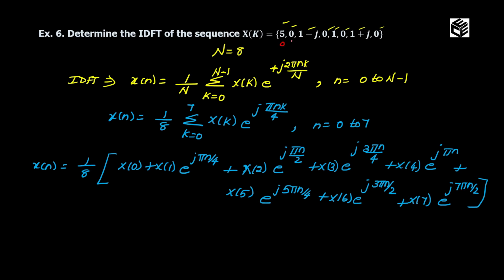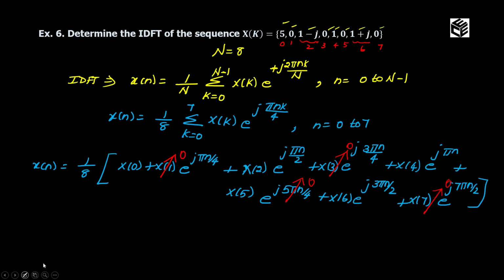So this is 0, this is 1, this is 2, this is 3, 4, 5, this is 6 and this is 7. Now we know x of 1 the value is 0. So I am neglecting this term, and x of 3 the value is 0. I am neglecting this term, and x of 5 the value is 0. I am neglecting this term, and x of 7 value is 0. I am neglecting this term.